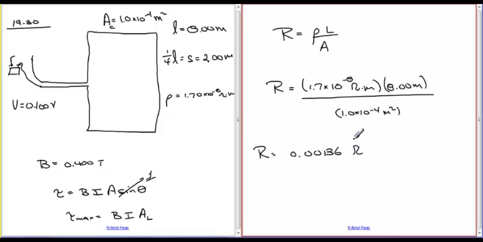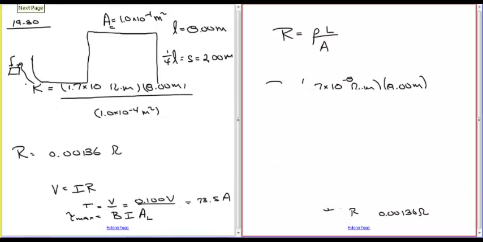So it's 0.00136 ohms. And remember, Ohm's law says voltage is equal to current times resistance. Or we solve that the current is equal to voltage divided by the resistance. The voltage is 0.100 volts divided by the resistance, which is 0.00136 ohms. So 0.1 divided by 0.00136 is 73.5 amps, which is a pretty big amperage.